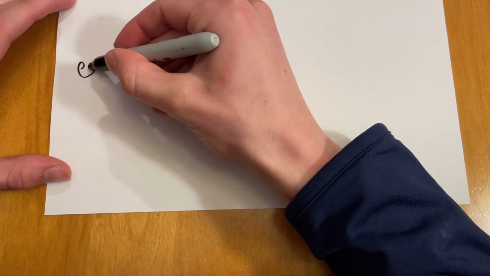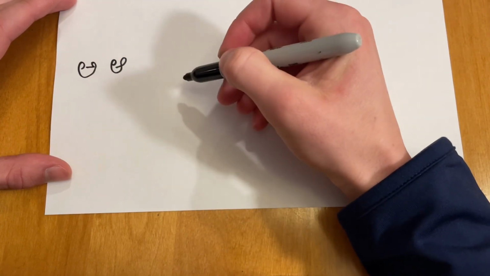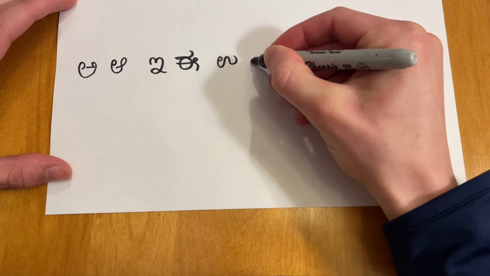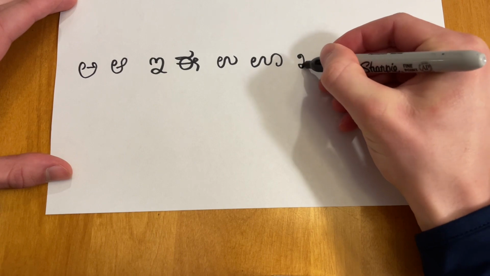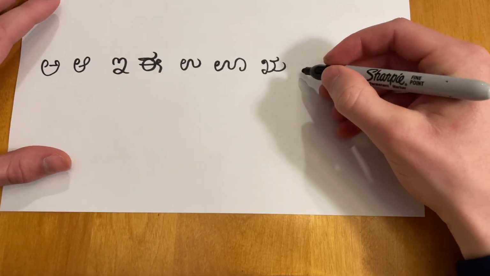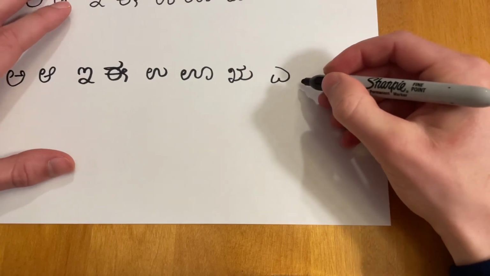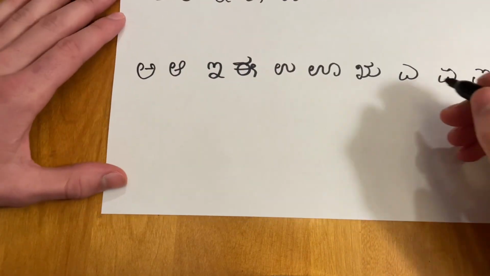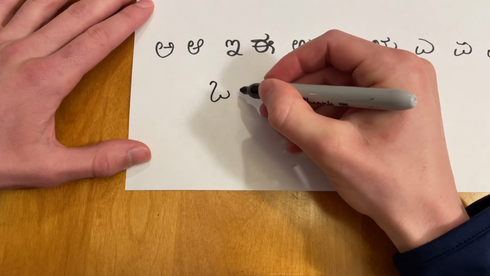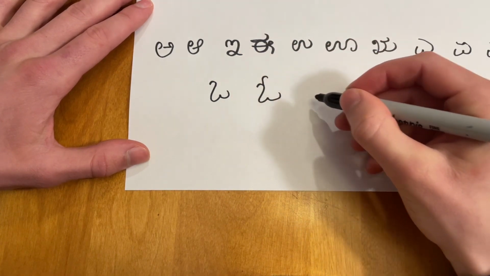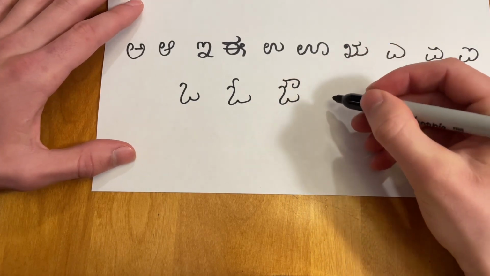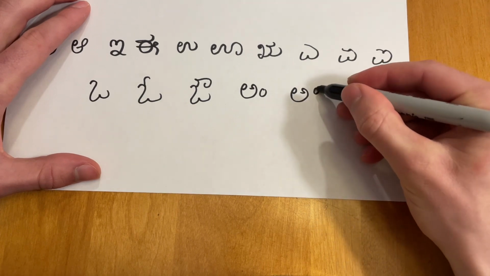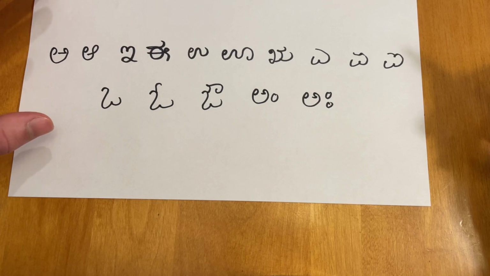So we have just an elongated version of e, oo, gru, e, I, o, ow, aha.